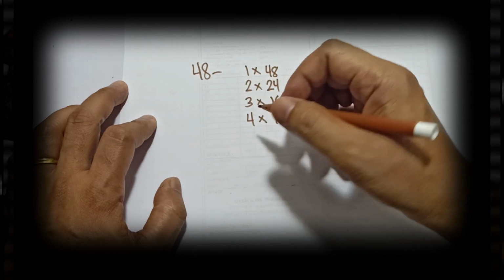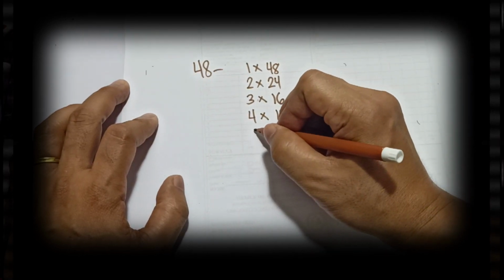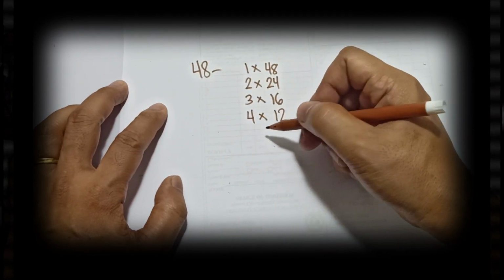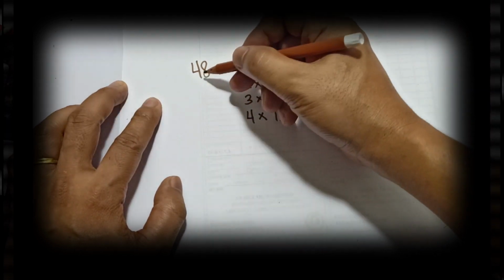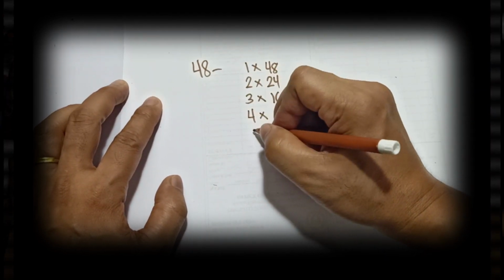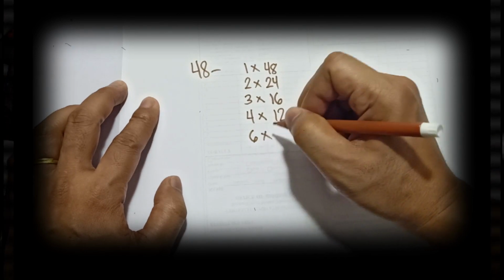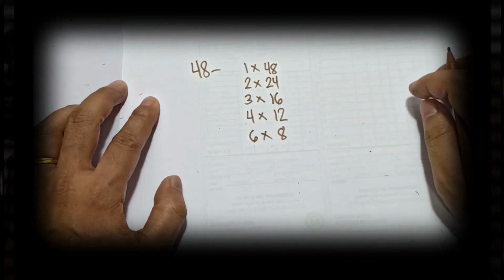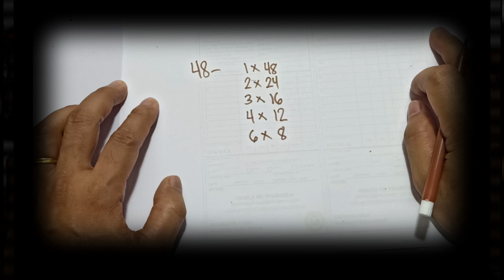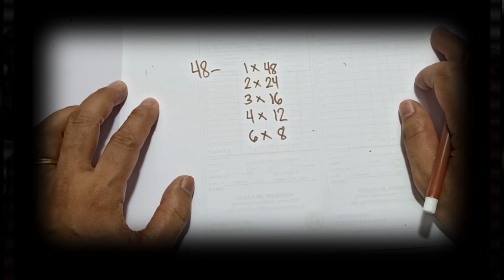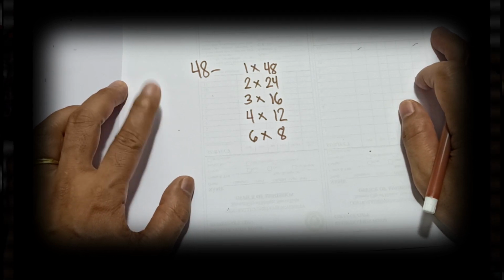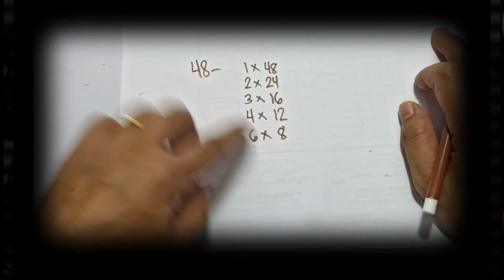What else? We can do 6. We cannot do 5 because 5 times a number, we cannot get 48. So we can move to 6 times 8, right? So those are the factors.